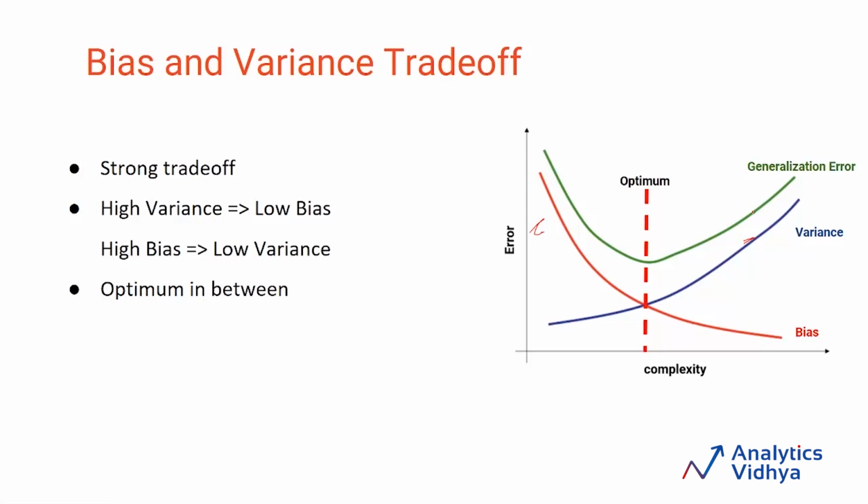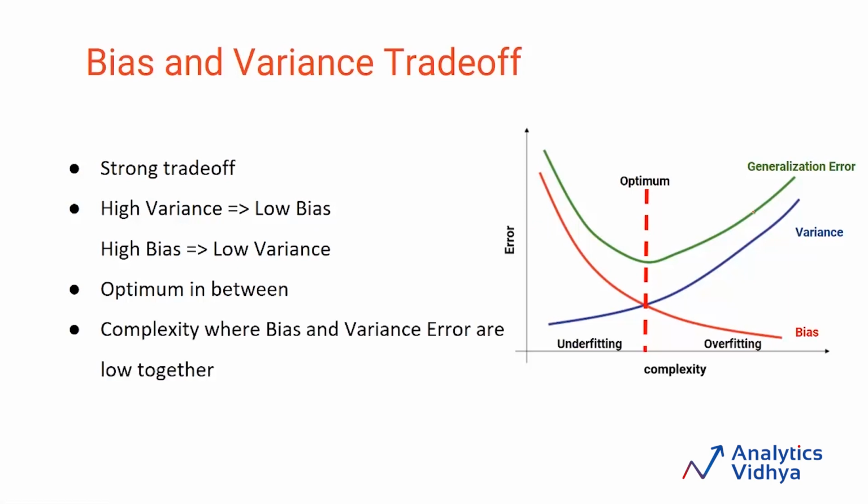So we have understood the relationship between the bias and the variance using the bias-variance trade-off graph.